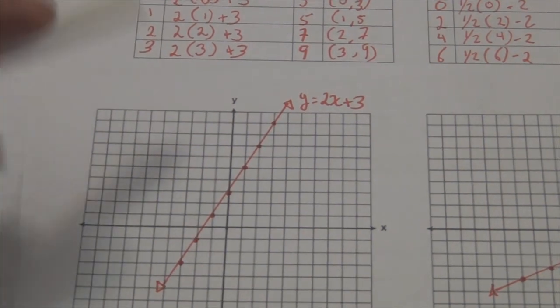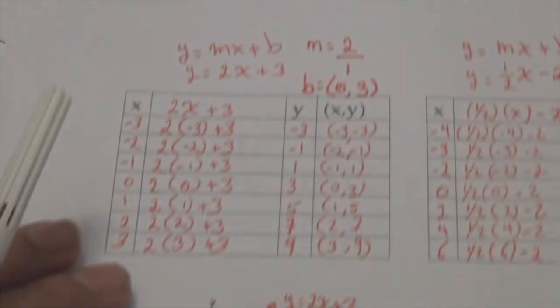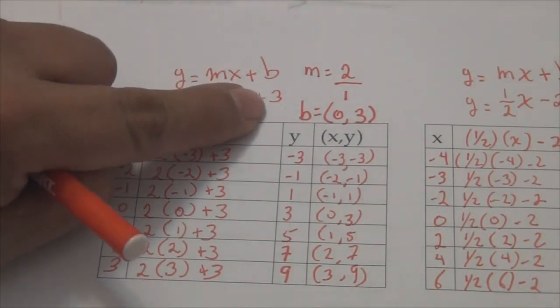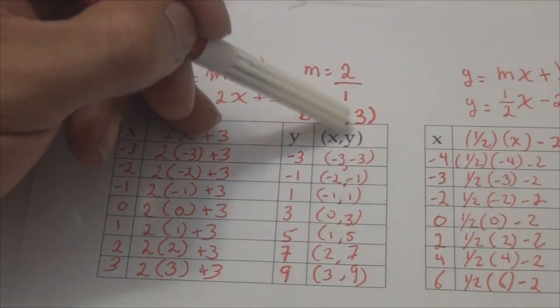Yes, but how do I know where to start? Well, that's the beautiful part. From the equation you can also determine the y-intercept. In this case it was 3. So definitely I will start at coordinate 0, comma 3. Let's see if it's true.